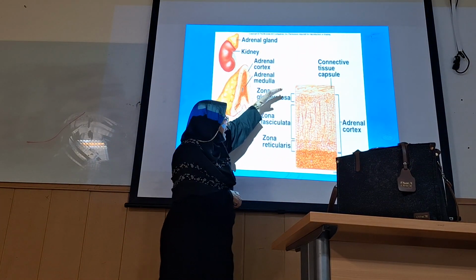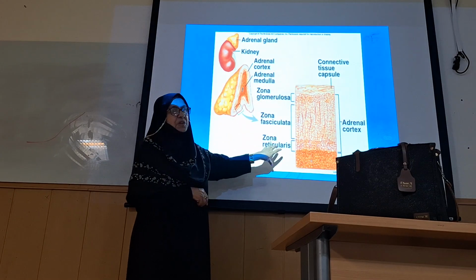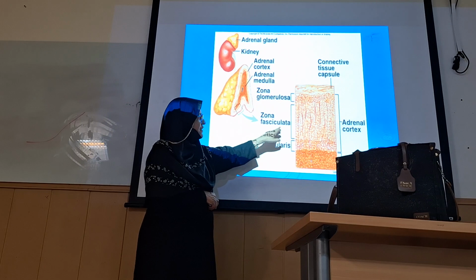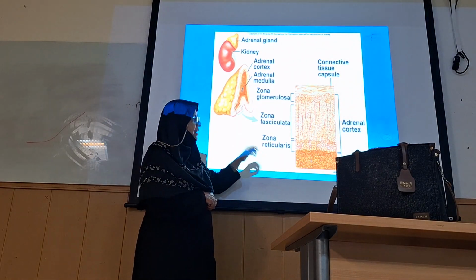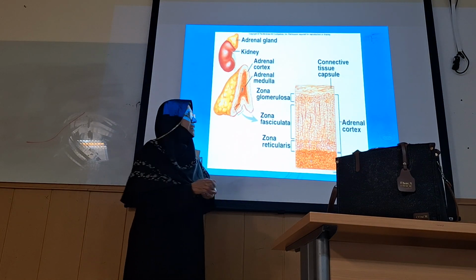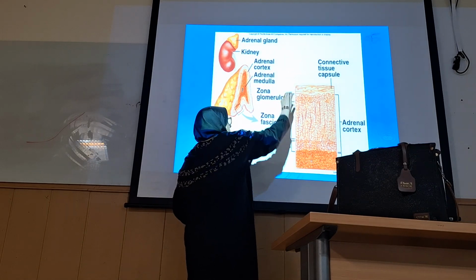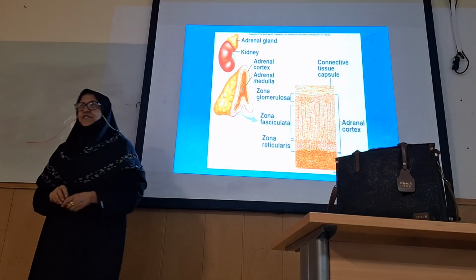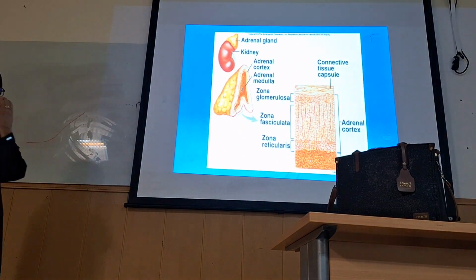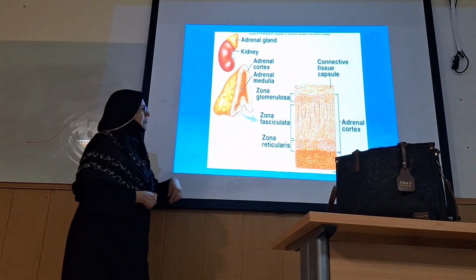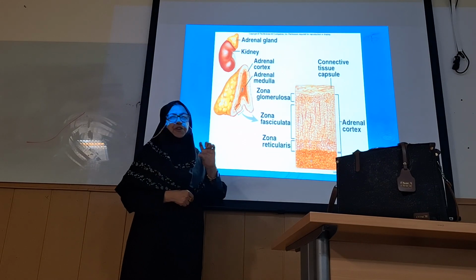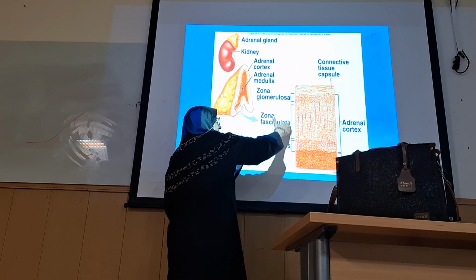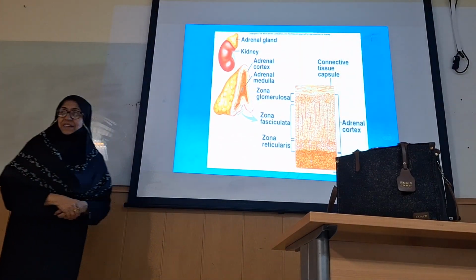The adrenal cortex has three zones: zona glomerulosa, zona fasciculata, and zona reticulata. Zona glomerulosa and zona reticulata have few cells, but zona fasciculata has many cells.